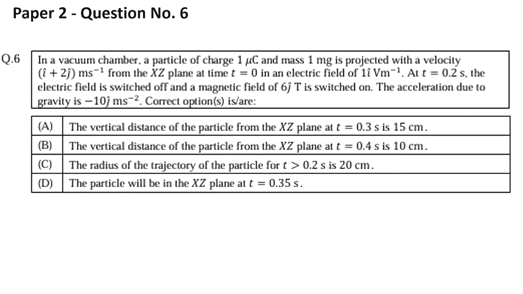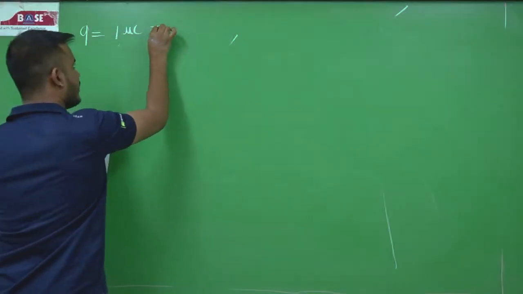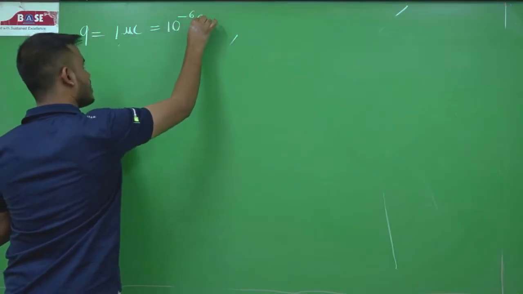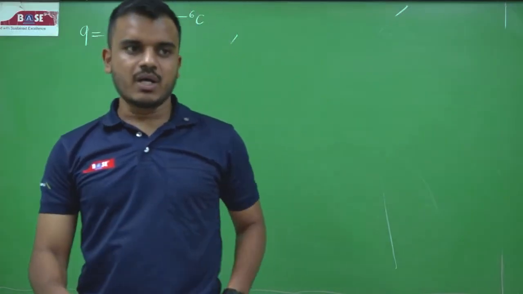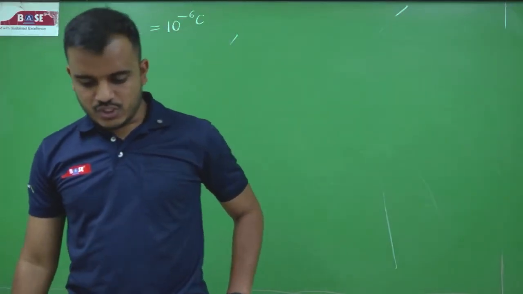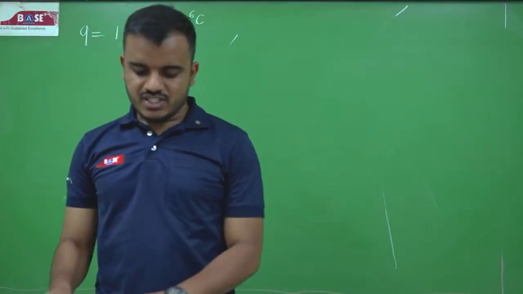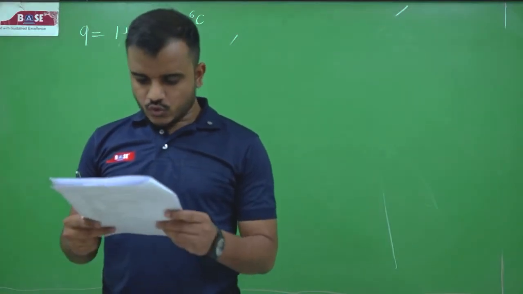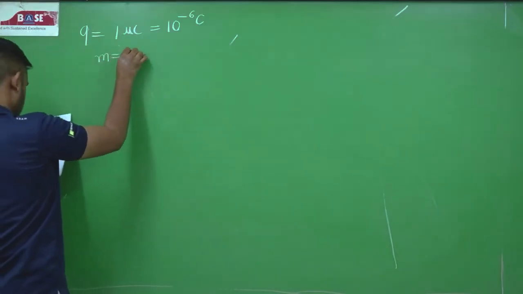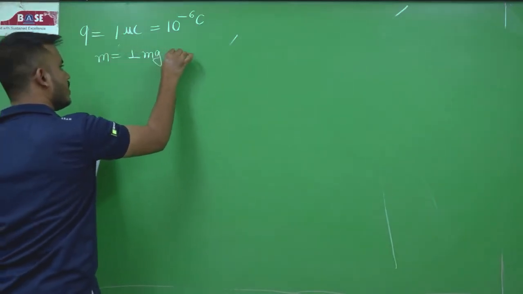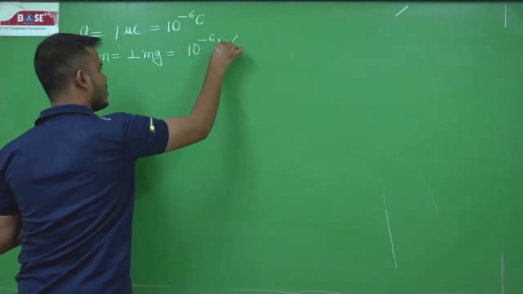Hello. So here we are going to do question number 6, second paper Advanced. What we have been given here is a charge of 1 microcoulomb, which in SI units will be 10 to the power minus 6 coulomb, and this charge is entering first in the electric field. Then after 0.2 second, the magnetic field will switch on and the electric field gets switched off after 0.2 second. The mass of the particle is given as 1 milligram, which in SI units will be 10 to the power minus 6 kg.